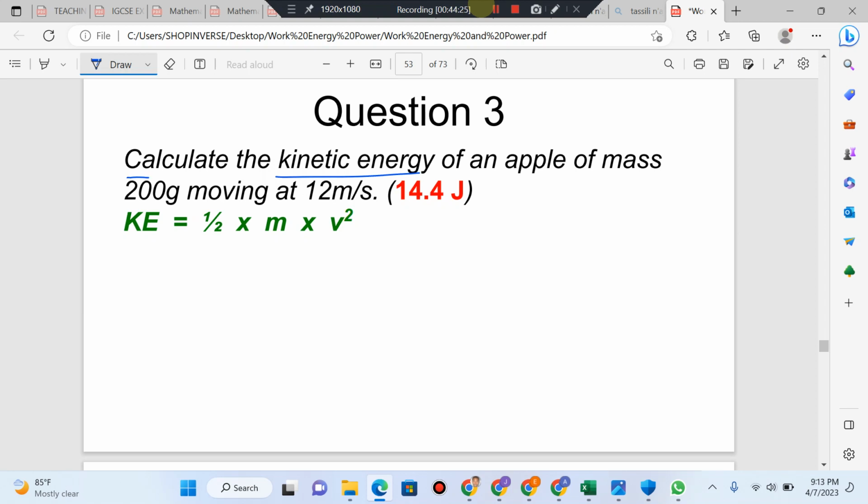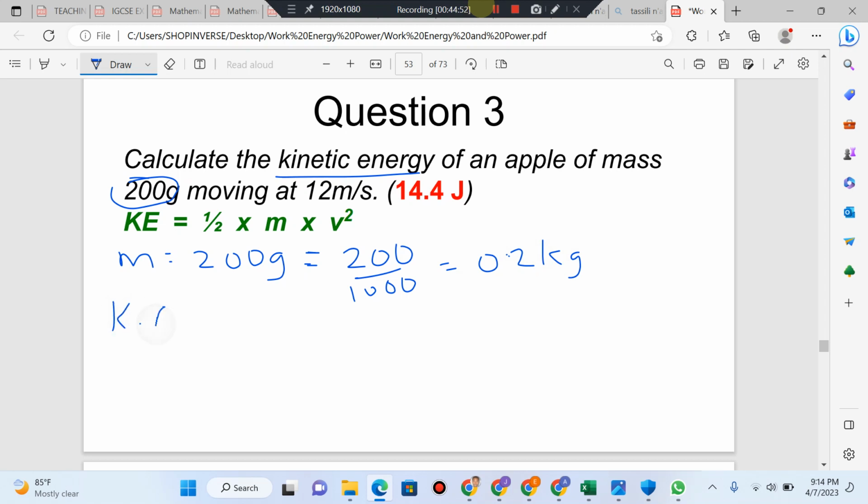Question number three. Calculate the kinetic energy of an apple of mass 200 grams moving at 12 meters per second. The formula for kinetic energy is half mv squared. M is the mass, and the mass is 200 grams. Do you use grams in physics? No. In this topic, our mass must be in kilogram. So you write 200 divided by 1000. That's how you convert to kilogram. You get 0.2 kilogram.